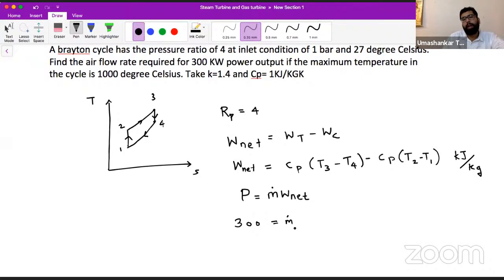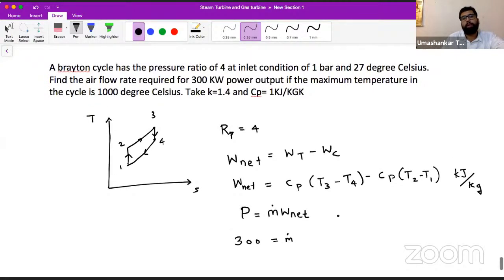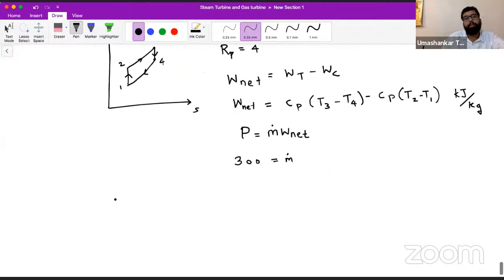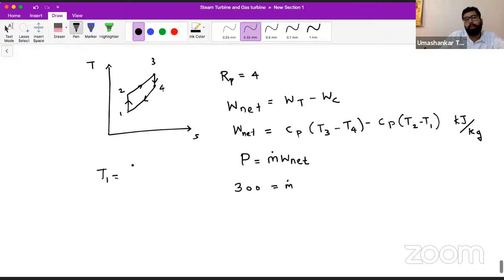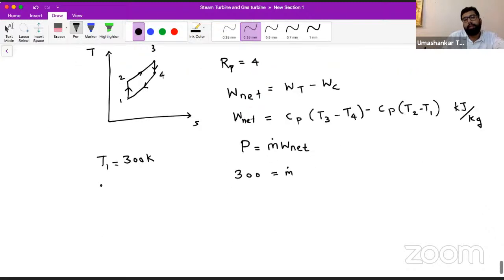So what do we require? We require all this W net. For that, we require T3, T4, T2, T1. If you see in the question, we are given the T1 value. T1 is 273 plus 27. Very nice, your answer is correct. Vijay, your answer is also correct. So our T1 will be 300 Kelvin and our T3 is given as 1000 plus 273, that is 1273 Kelvin.